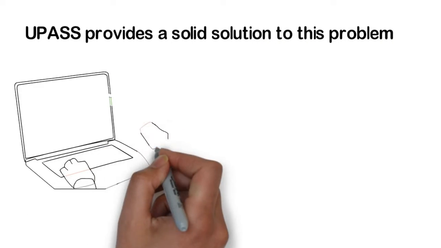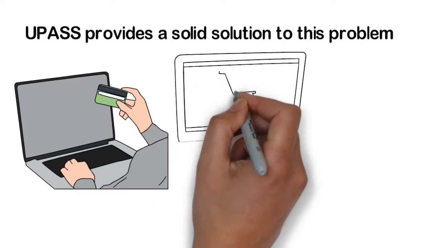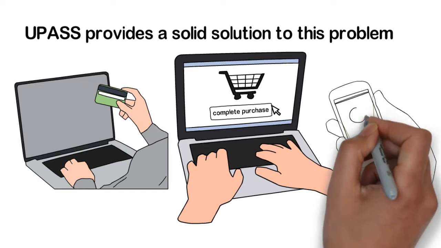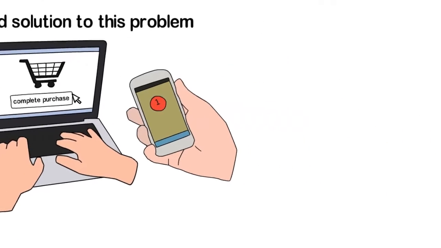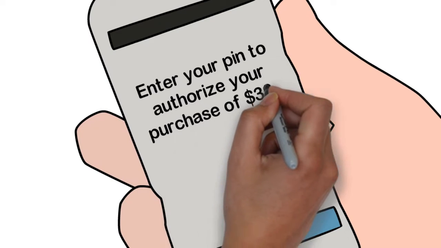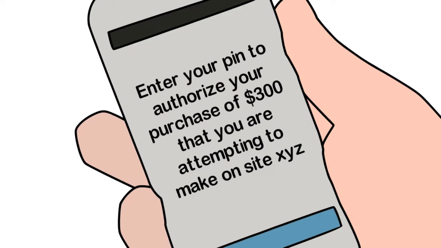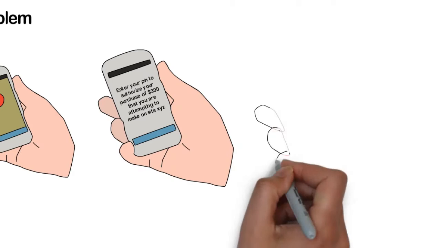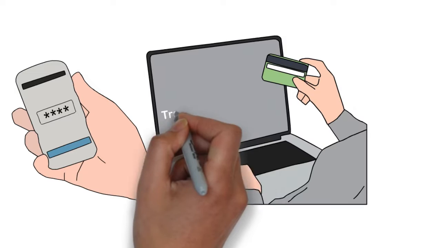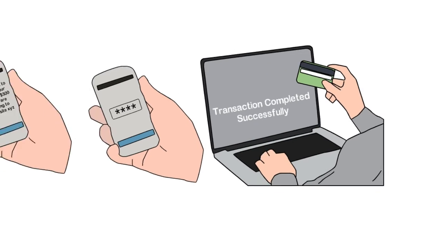When a cardholder on his or her computer makes an online purchase, they then click a button to complete their purchase. During this process, the cardholder gets a notification on their phone displaying the message, "Enter your PIN to authorize your purchase of $300 that you are attempting to make on site XYZ." The cardholder then enters their PIN. The transaction is completed successfully.